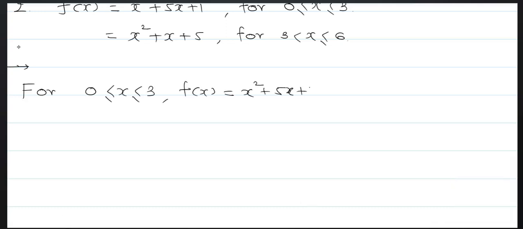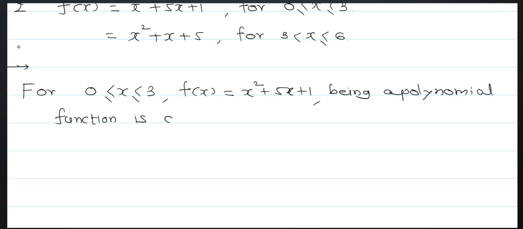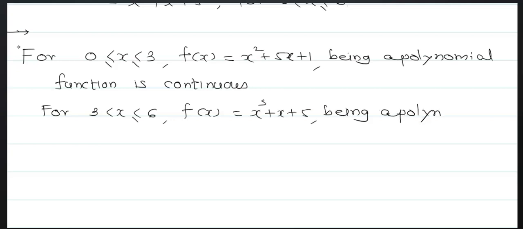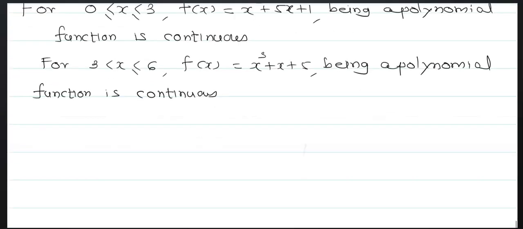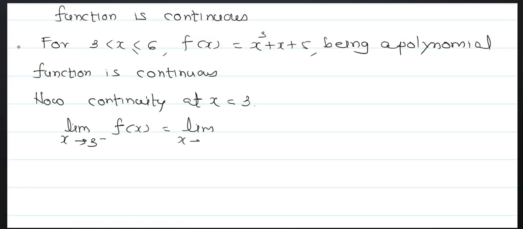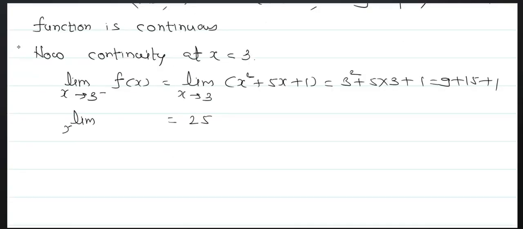For x lying between 0 to 3, f of x is equal to x square plus 5x plus 1, being a polynomial function and is continuous. For x lying between 3 to 6, again x cube plus x plus 5, being a polynomial function, is continuous. Now the continuity at x equals 3, where the function breaks. Limit x tends to 3, that is the left hand side limit, of x square plus 5x plus 1, and its value is 25.